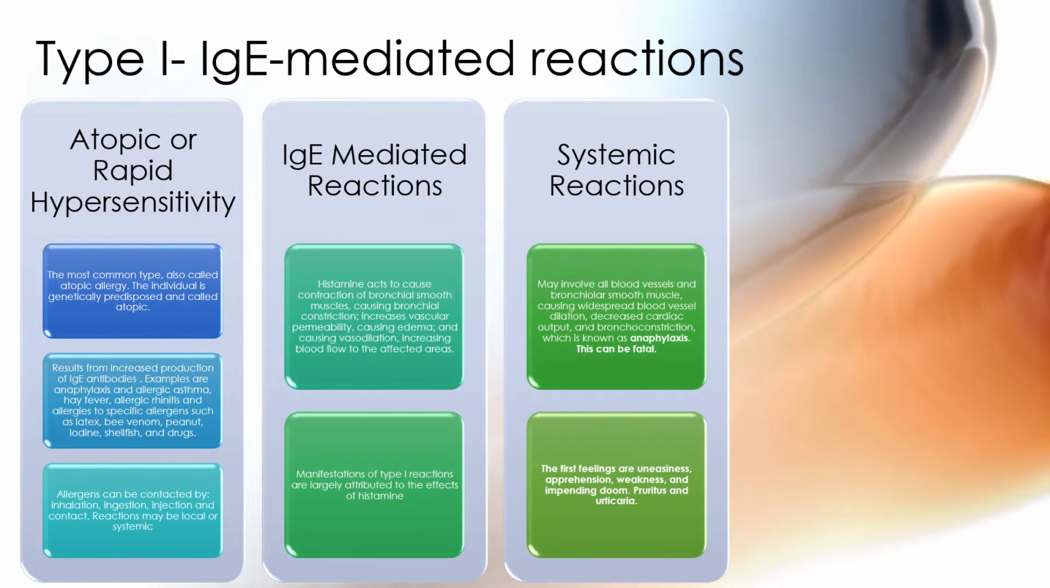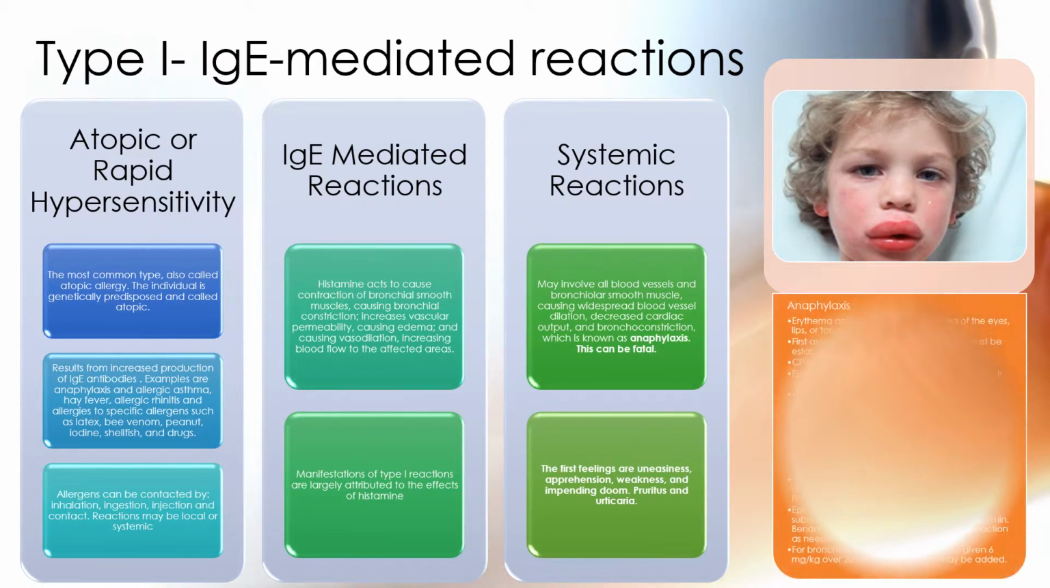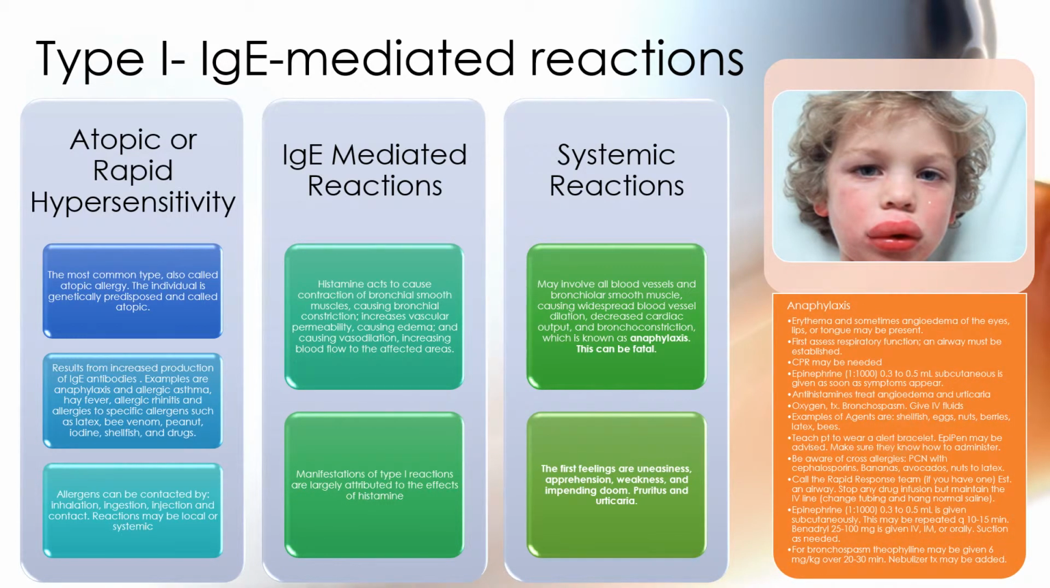Okay, so now we're going to discuss anaphylaxis. The patient can have erythema and sometimes angioedema of the eyes, lips, or tongue. You want to first assess the respiratory function, make sure there's an airway established. CPR may be needed. They may need epinephrine, antihistamines, or oxygen. Some examples of agents that can cause anaphylaxis are shellfish, eggs, nuts, berries, latex, and/or bees.